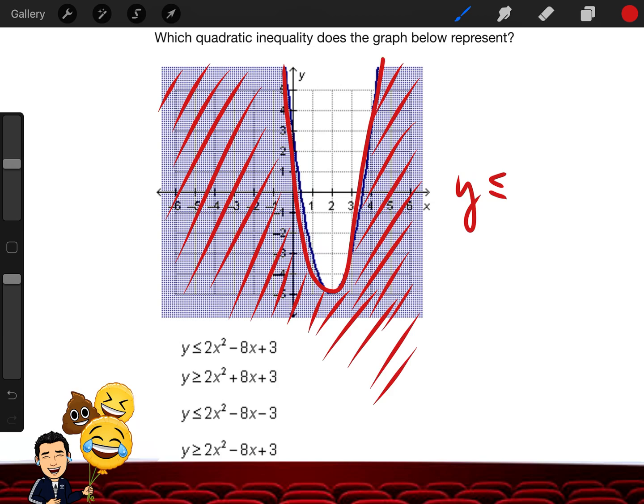Which means that you're going to cross out the second one and the fourth one. So you're going to pick either the first one or the third one. Because this lesson is not teaching you how to graph parabolas, I don't want to get into it. I'm just going to let you know to check the first one.